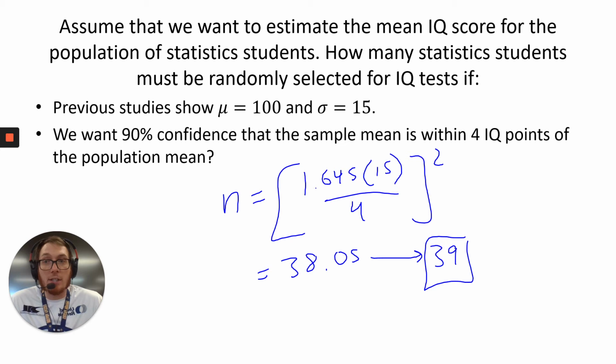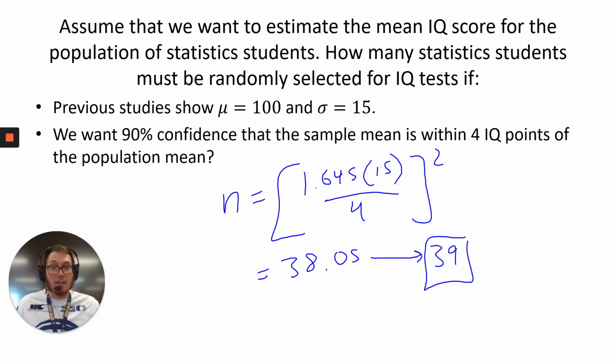The next one is very similar. The difference is it's 90% confidence and within 4 points. So notice here, instead of 1.96, I've got 1.645 times the same standard deviation, now divided by 4. Notice how much smaller this is. This is 38.05, which rounds to 39 when I round up. I went from the confidence of 95 to 90, and I went from 3 to 4 IQ points. So that just widened the gap of options I have.